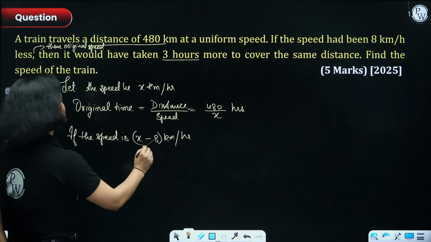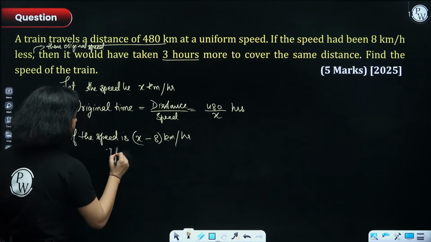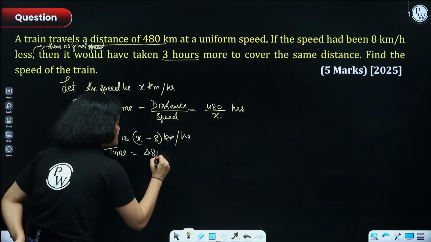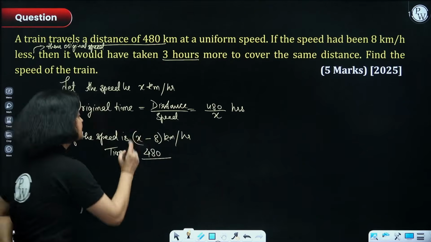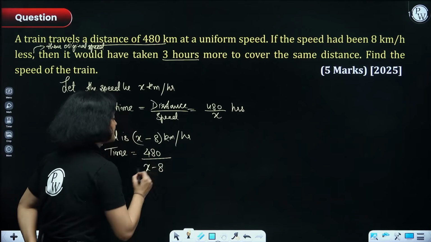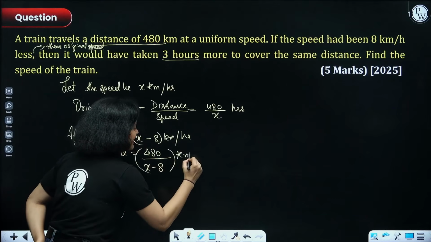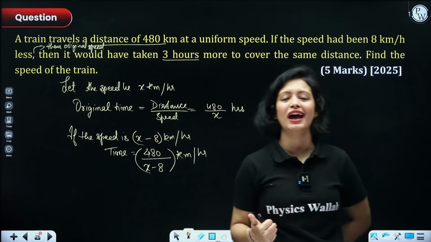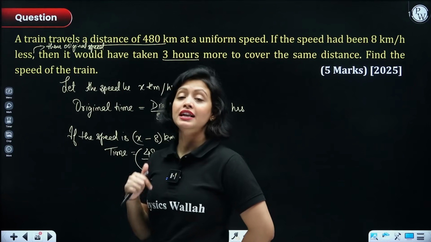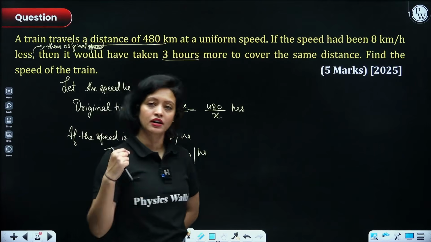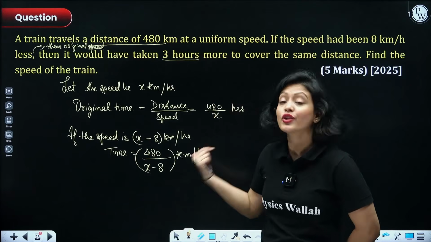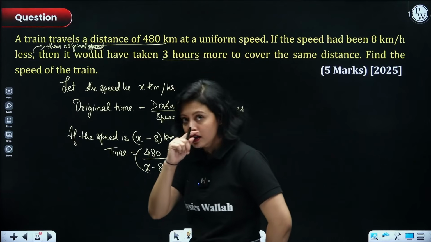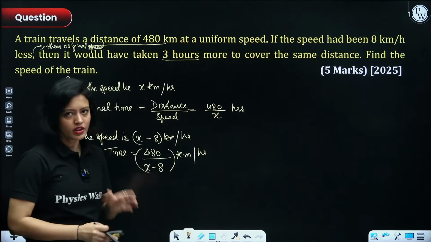Right? So if the speed is this, then the time is what? The time taken to cover the same 480 kilometer would be what? Distance divided by speed. Now speed is x minus 8. Right? So now we have got two times with us. The original time it would have taken to complete the 480 kilometer journey, and the new time the train would have taken if the speed was 8 km per hour less.